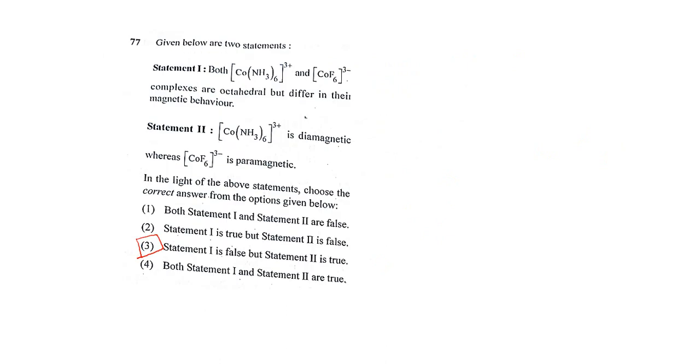Next, given below are two statements. Statement 1: both hexaamminecobalt(III) and hexafluorocobaltate(III) complexes are octahedral but differ in their magnetic behavior. That is true. Why? Because NH3 is a strong field ligand, F minus is a weak field ligand. Statement 2: hexaamminecobalt(III) is diamagnetic, whereas the other one is paramagnetic. This is very true, because with strong field ligands an inner orbital complex will be formed. So rearrangement gives 0 unpaired electrons in the cobalt ammonia complex, whereas in the cobalt fluoride complex we have unpaired electrons, with weak field ligand, high spin complexes. So statement 1 and statement 2 both are true.